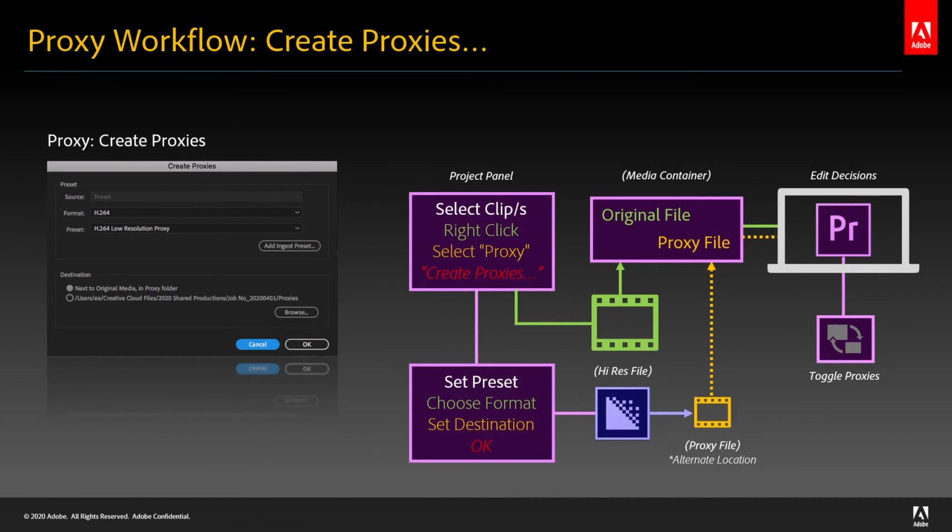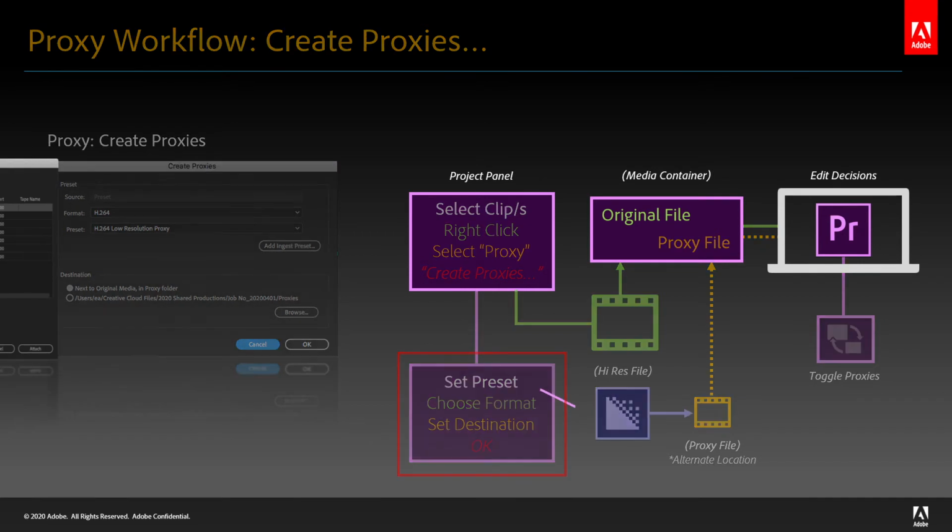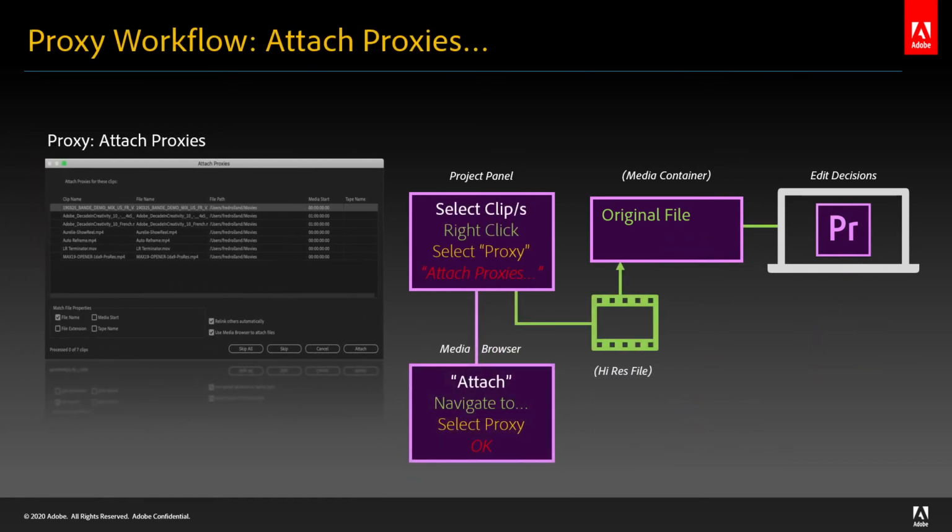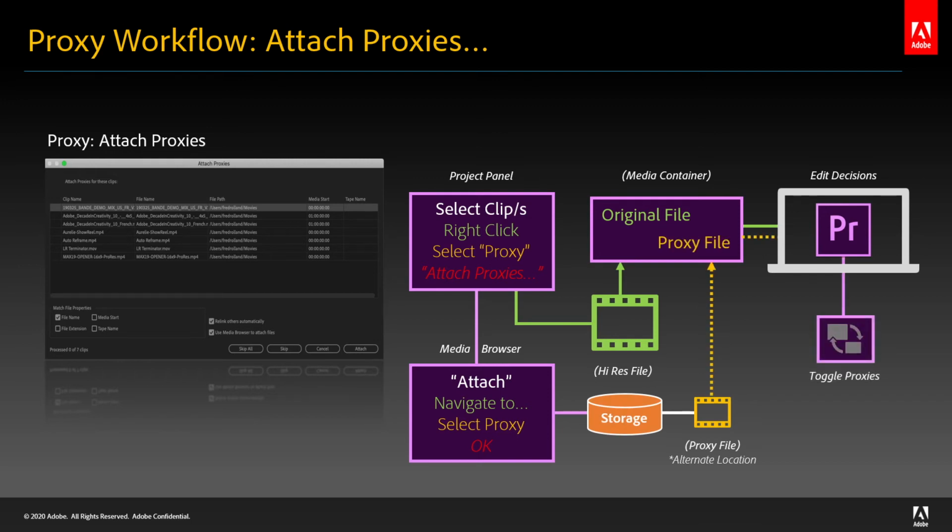A second approach allows users to select already imported media to create proxies. The user can select a range or specific clip in the project panel and choose to create proxies. A codec preset and proxy file destination must be selected before Media Encoder creates and attaches the proxy. The third approach gives the user the option to attach proxies that are created elsewhere. The user selects the source clip references in the project and proceeds to point to the proxy file destination.